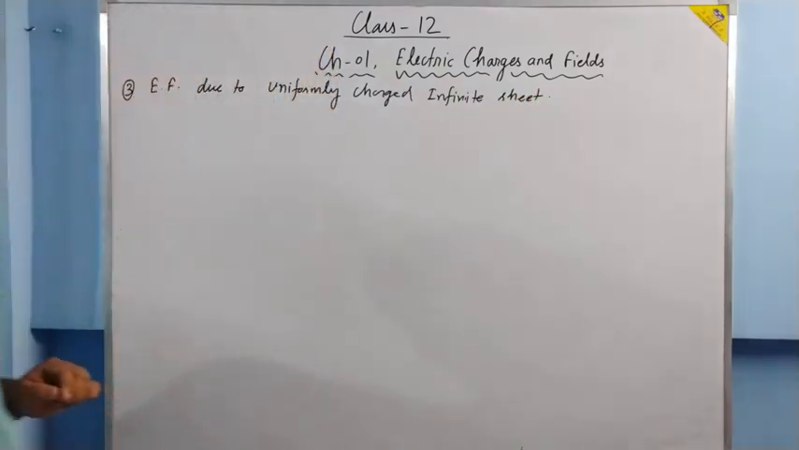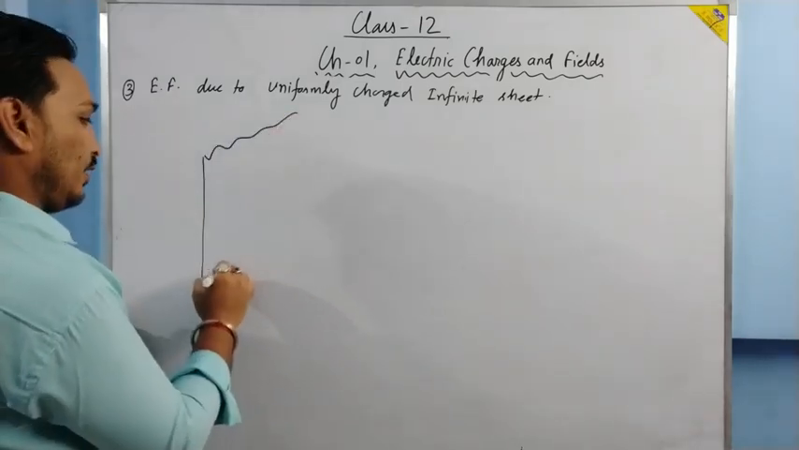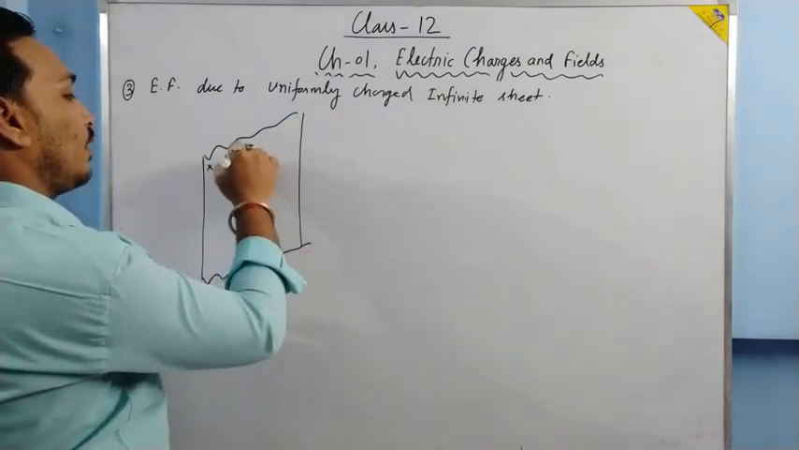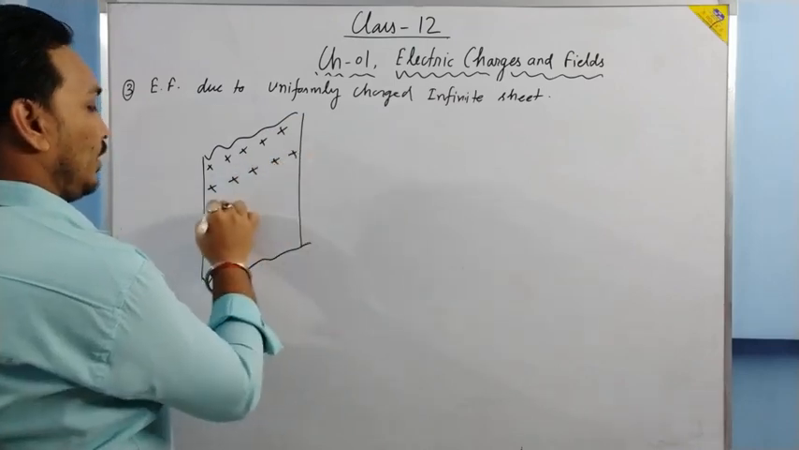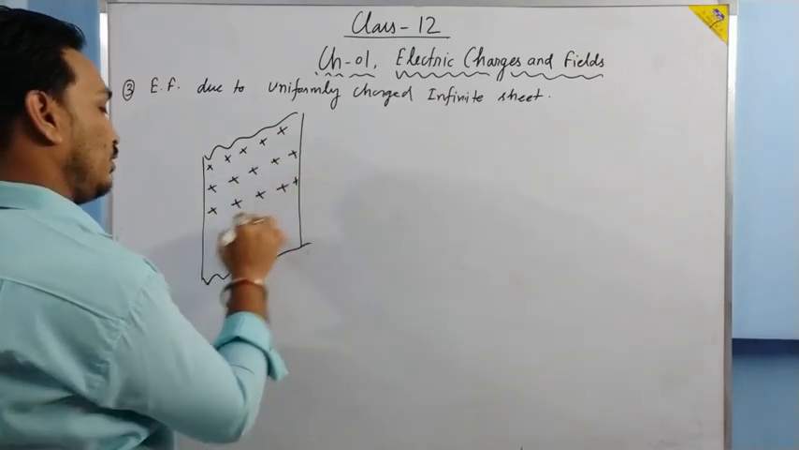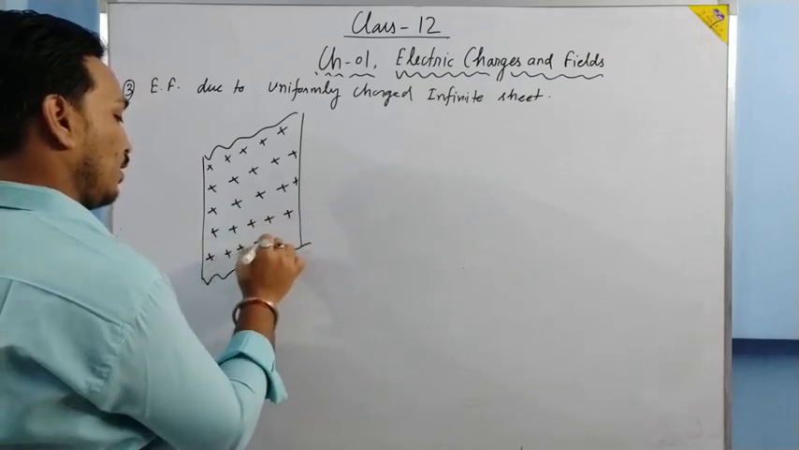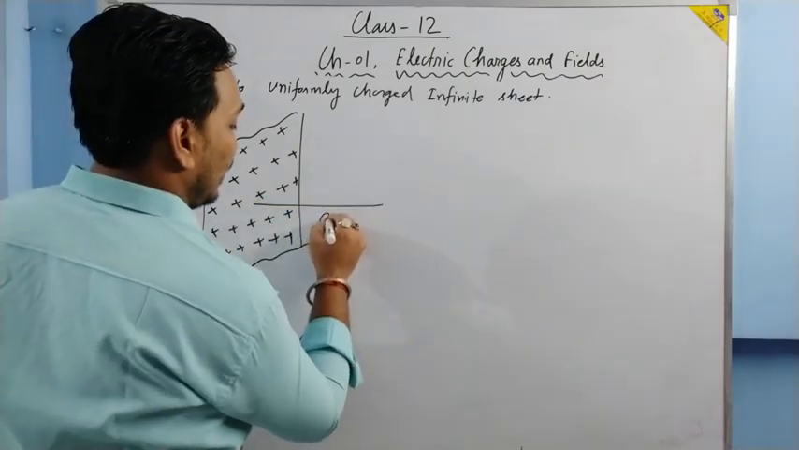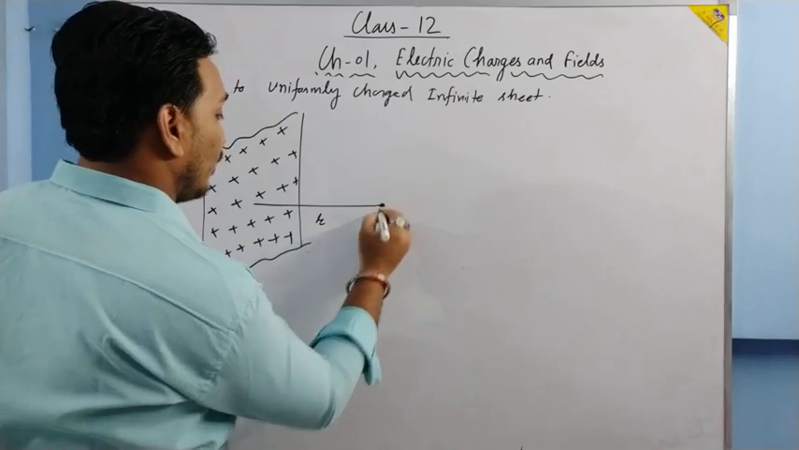Okay, electric field due to an infinite sheet. Now suppose this is the sheet and it is expanded over infinity and it is positively charged. We need to find out at a distance A or R from the sheet the value of electric field, right?